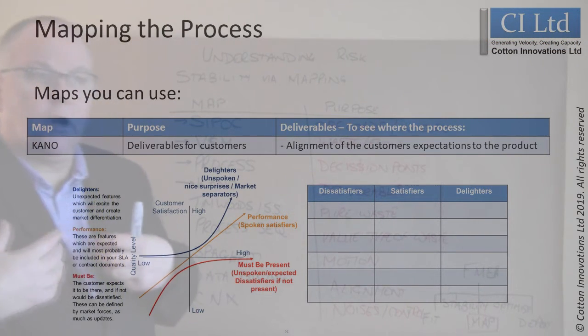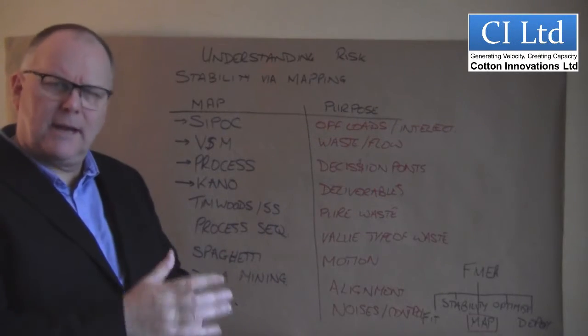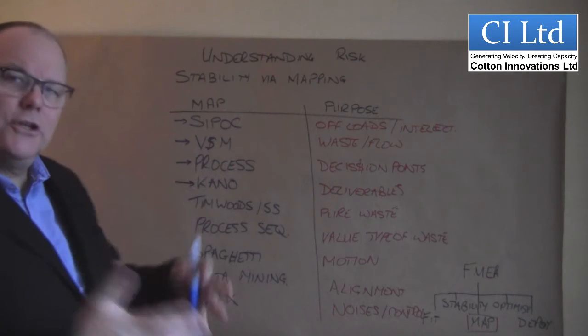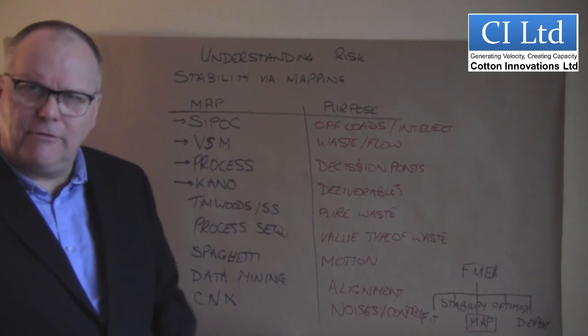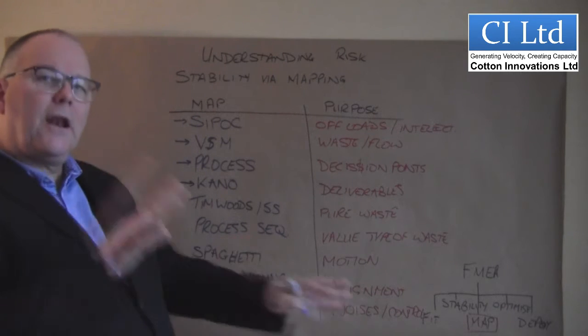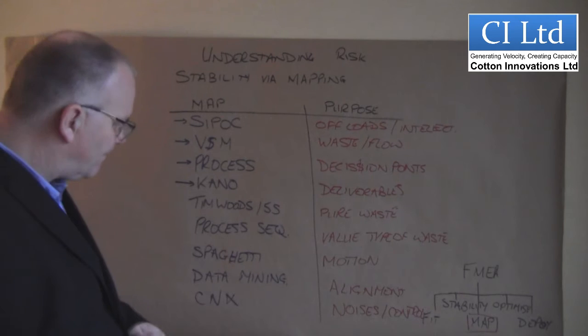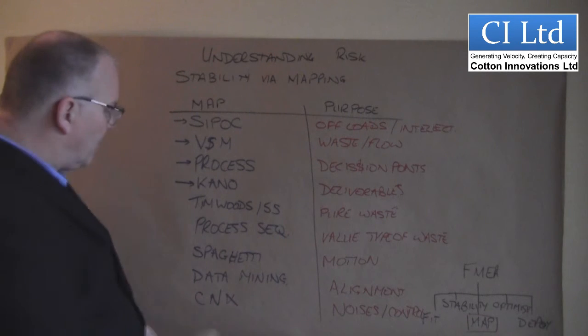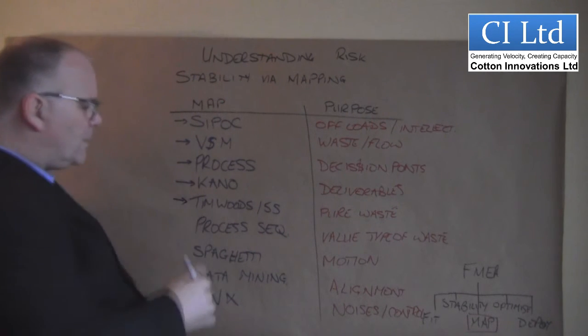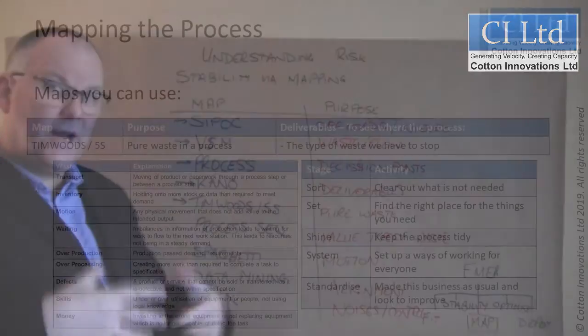perspective. Now people that run processes, we have a clear mind's eye of what we think that process should deliver, but the consumer has a completely different view, or the customer has a completely different view about that process. So it aligns the deliverables of what we're going to expect to deliver. A further map that might be useful is a Tim Woods map. Tim Woods gives us the ability to look at the pure waste.